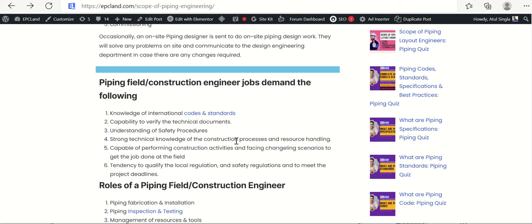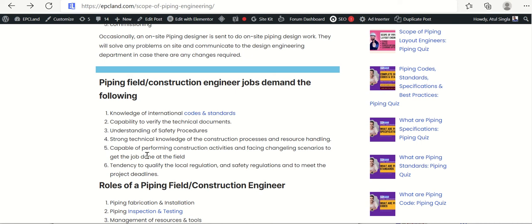First what we have to do, then what is next. Those sequences, those processes, you have to be very clear. Then resource handling, how you are handling the resources, whether it is manpower or any components or piping components or any other thing. You have to be very clear in handling, because handling is again associated with safety.